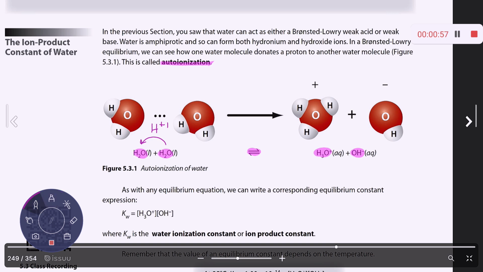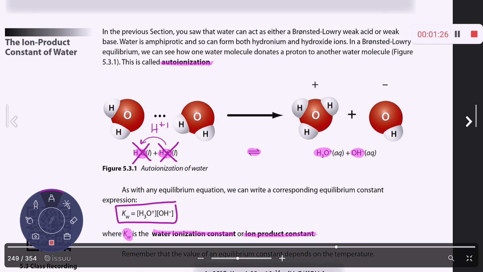So this is the last type of equilibrium that we are going to encounter. Since these are both liquids, these would be excluded from your expression. So this would be the hydronium times the hydroxide ion concentration. And then instead of calling it KEQ, we will call it the water ionization constant, KW, which is also known as the ion product constant for water, okay?